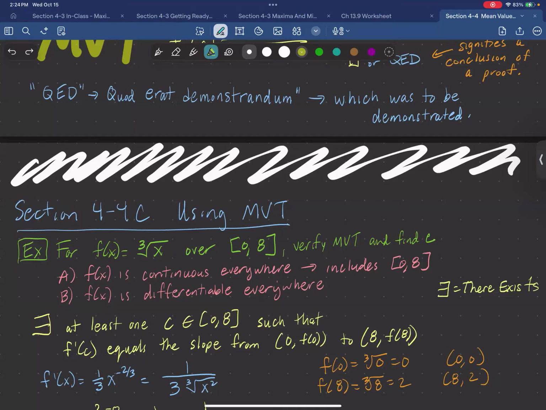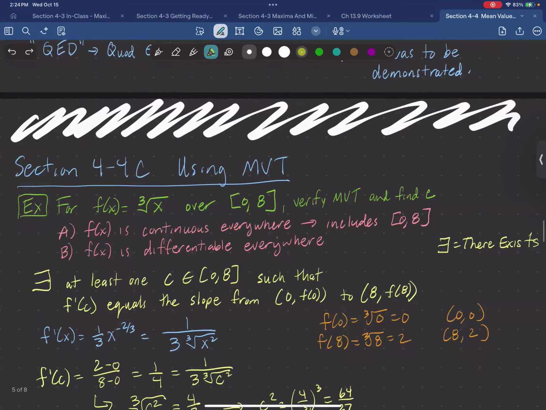F prime of c has to equal some m. So we're going to find out what that is. Plugging in our points that we had right here, we've got 2 minus 0 over 8 minus 0. That equals 1/4. If we're trying to find the c, we plug in c for our x's. So I've got 1/4 equals 1/3 times the cube root of c squared.